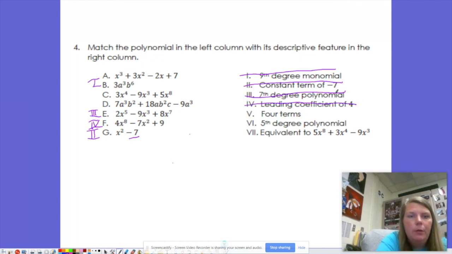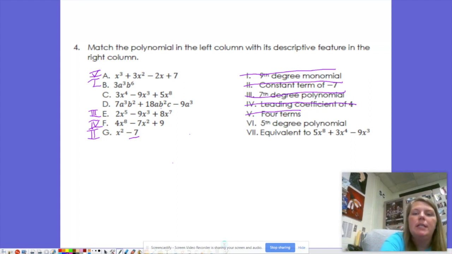4 terms. The only one that looks like it has 4 terms is A, so that would be number 5. 5th degree polynomial. So we're looking at C and D here. Letter D is the one that has a 5th degree polynomial. And then the last one, equivalent to 5x to the 8th power plus 3x to the 4th minus 9x cubed, would be C.